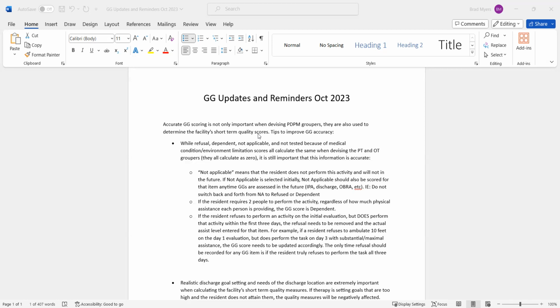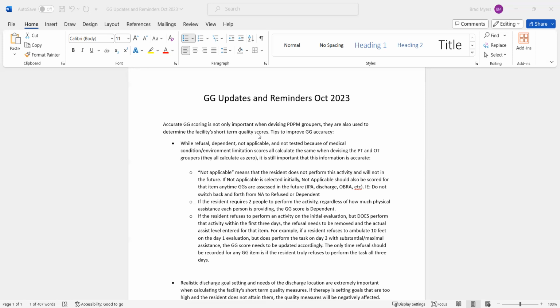And also, do not be bouncing back and forth between not applicable on the admission GGs, then dependent on the interim and not tested on the discharge. If it's not applicable, it's going to be not applicable anytime the GGs for that task are collected.